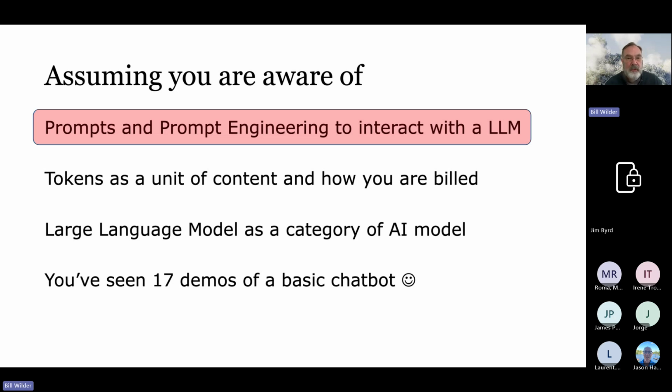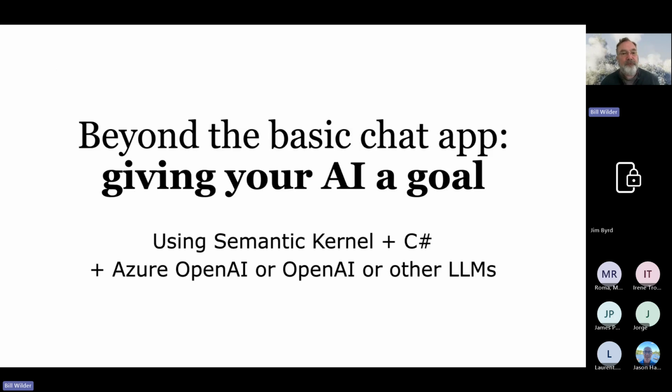I'm assuming you know what a token is, or at least are vaguely aware that AIs have token limits. You can't send an AI everything. You have to be thoughtful. Both what you send it and what it sends back are limited, and you pay for tokens. This is the unit of cost that shows up in your bill substantially. Large language models, it's AI, you kind of know what that is. And I'm assuming everybody knows what a chatbot is, so we're trying to look beyond the chatbot.